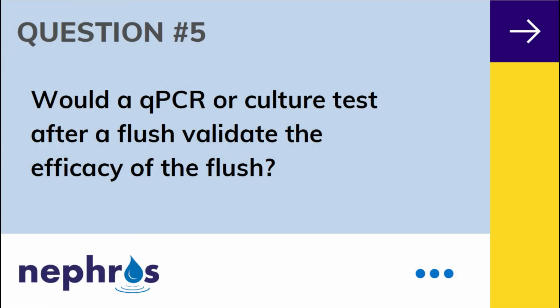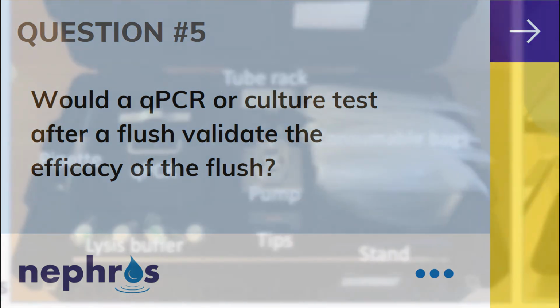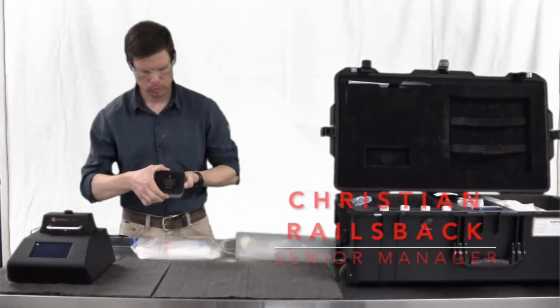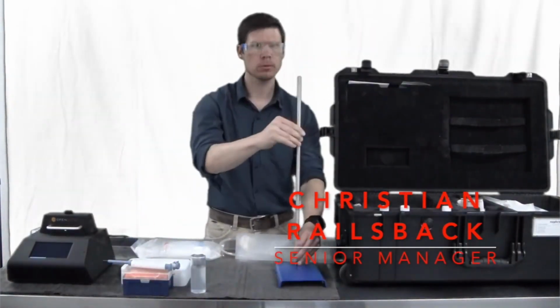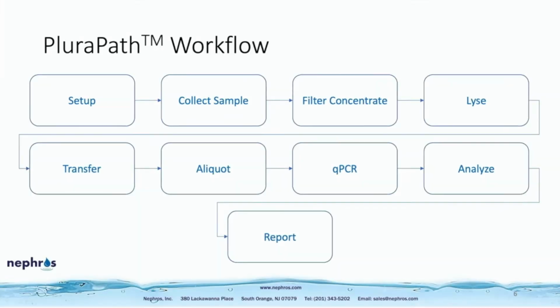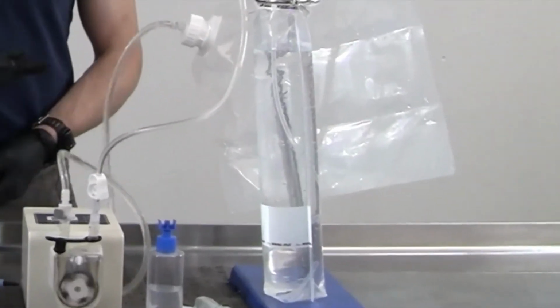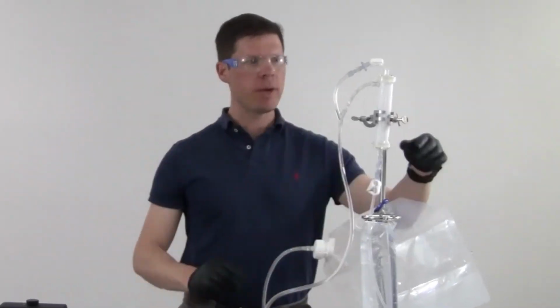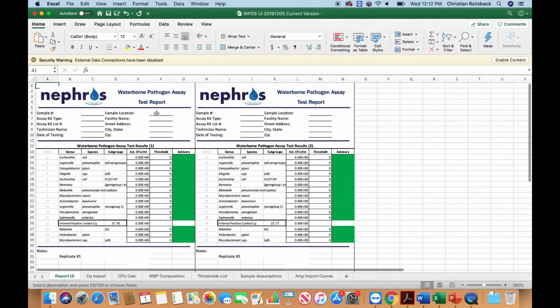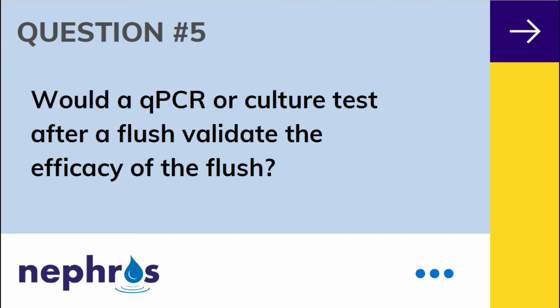Would a qPCR or culture test after a flush validate the efficacy of the flush? PCR is a very rapid way in which we can identify the organisms that are there. Generally speaking, if we are concerned about the water quality, we would take a sample, find out what bacteria are there, and then develop a test for that. The culture test, you see if they grow. A lot of the water bacteria take a fair amount of time to grow.